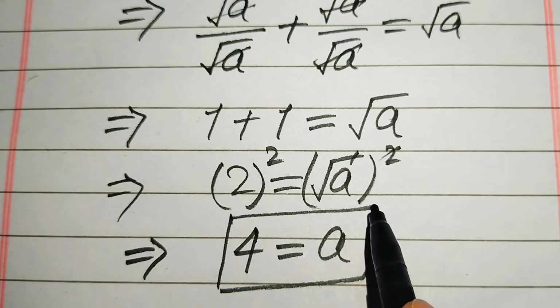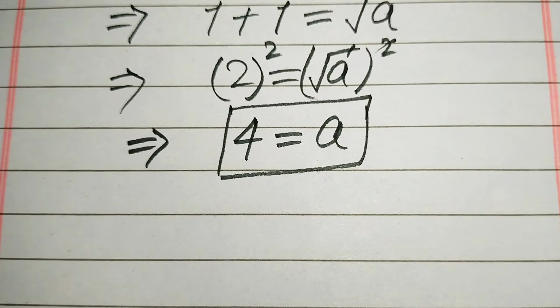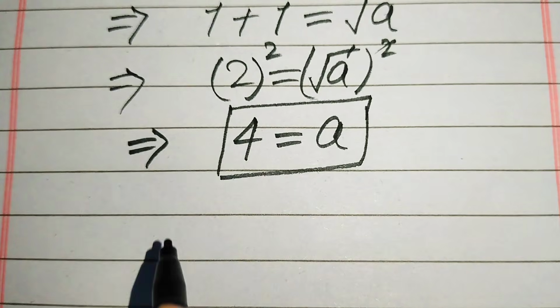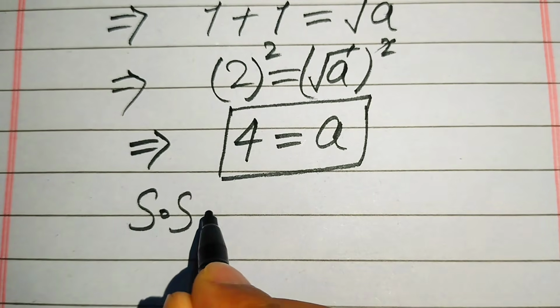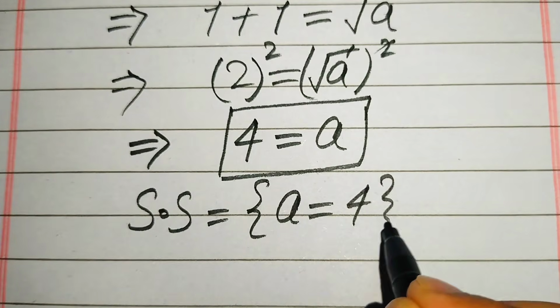Finally, we have the value of a equals 4, which we get in the second method. In the first method we already verified that this value of a satisfies our given question statement, and finally the solution set of the given question is a equals 4.